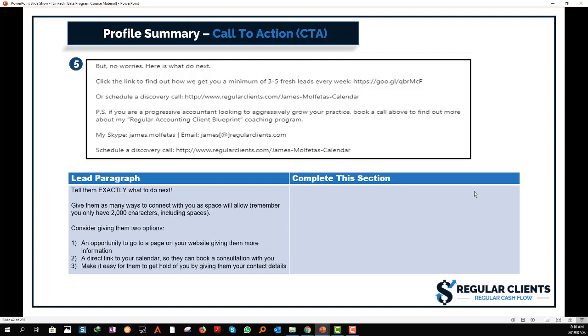So let's have a look how I've actually gone ahead and covered that. The first thing I say is, but no worries, here's what to do next. Okay, that's clear, isn't it? Here's what to do next. Go do it. So it's almost an instruction, and now I do give the instruction.